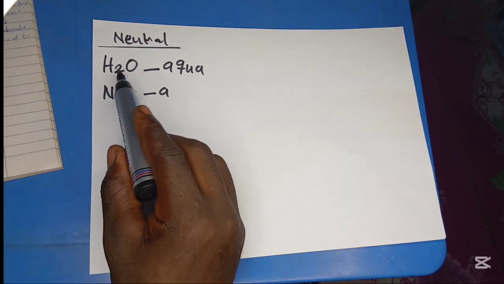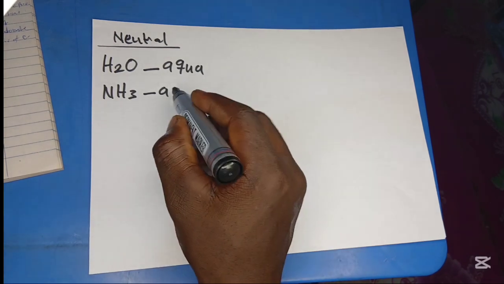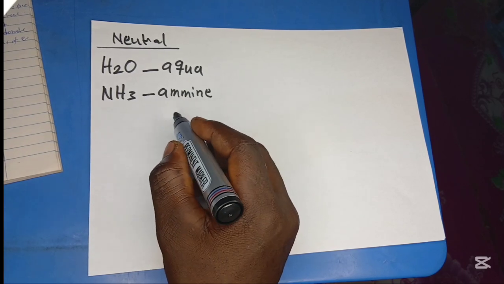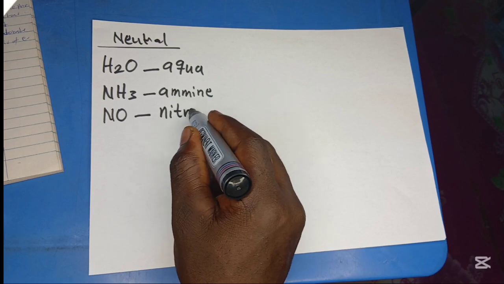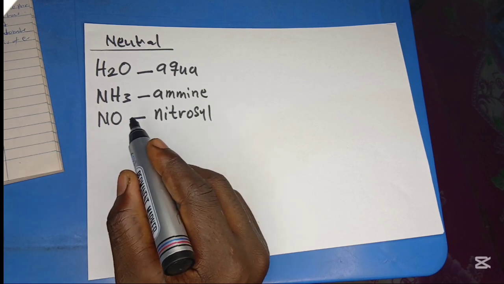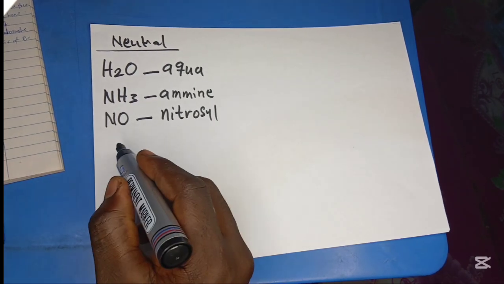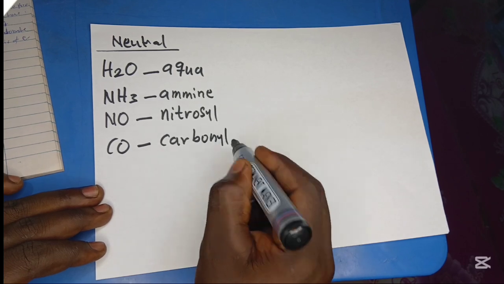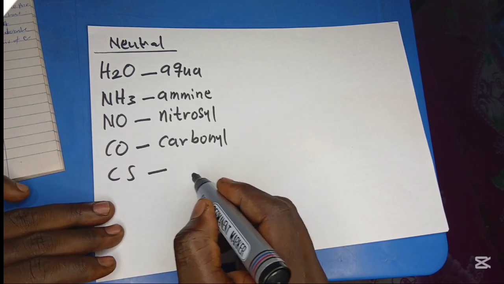For the neutral ligands, let's look at the various types. The first one is water. Water as a ligand is called aqua, and NH3 as a ligand is called ammine. Notice that ammine is spelled with a double M. Then NO, which is called nitrosyl. They are neutral; if we are considering them as a ligand, they don't have any charge. So we have nitrosyl, CO, which is carbonyl, and CS, which is called thiocarbonyl.